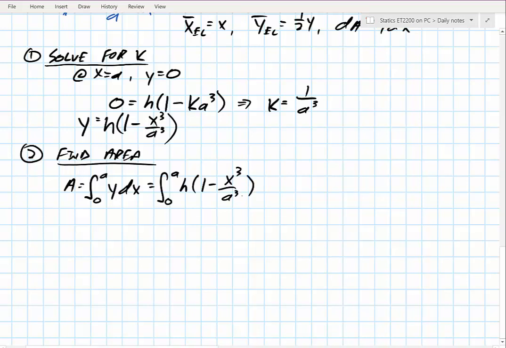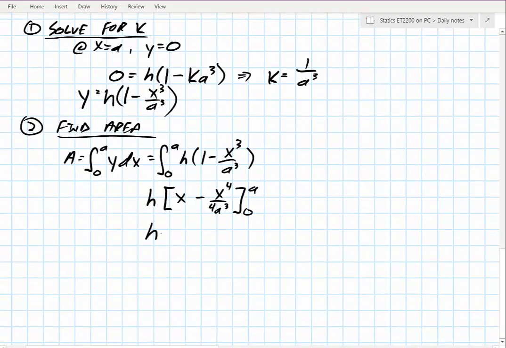And so the integration isn't too hard. I can pull that h out. Since I'm doing it in terms of x, I have 1 minus x to the 4th over 4a cubed. And this is all from 0 to a. From there I can just plug it in and I end up with h times a minus a to the 4th over 4a cubed. And you could do some canceling and you end up with 3/4 a h.